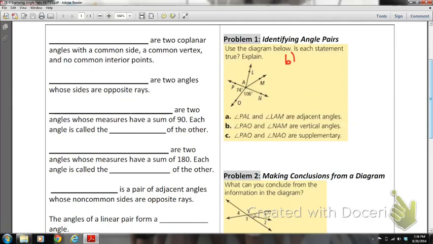Question B is about angle PAO and angle NAM. And it's indicating, are they vertical angles or not? That is false. They are not vertical angles because ray AM and ray AO are not opposite rays.